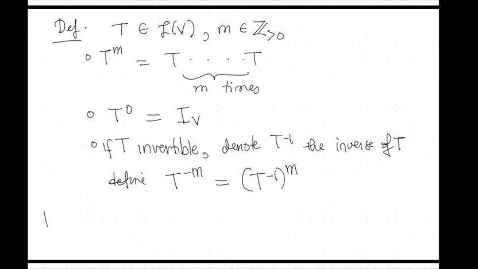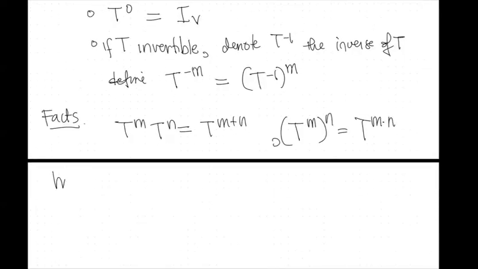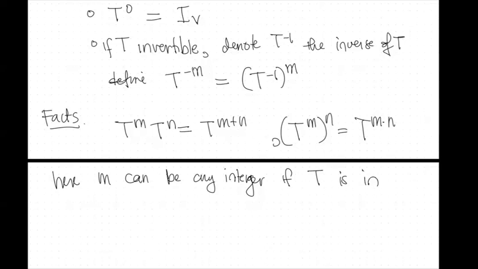So these are some facts that are left for verification, but the usual exponentiation is true. And then we have (T^m)^n is just T^(mn). Here m can be any integer if our T is invertible.